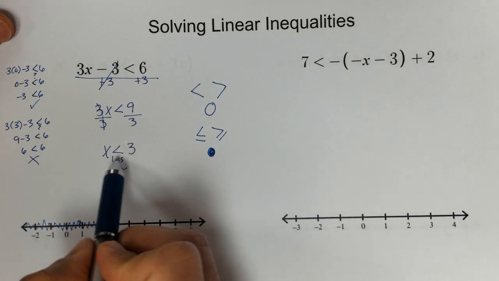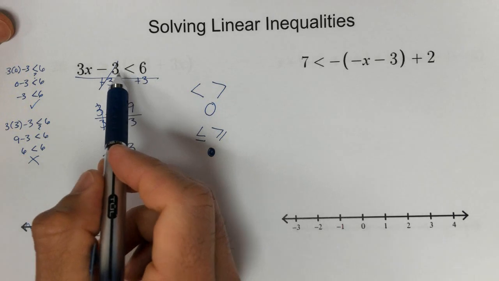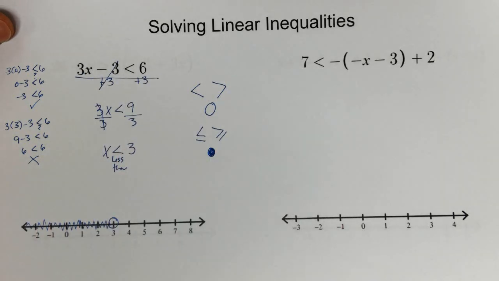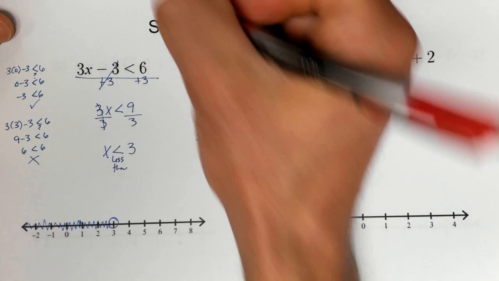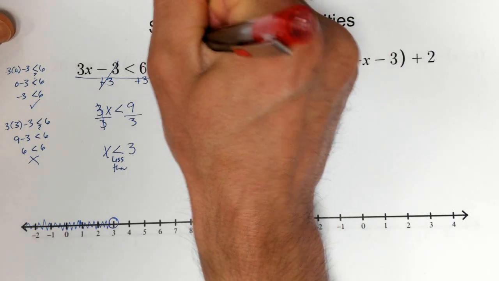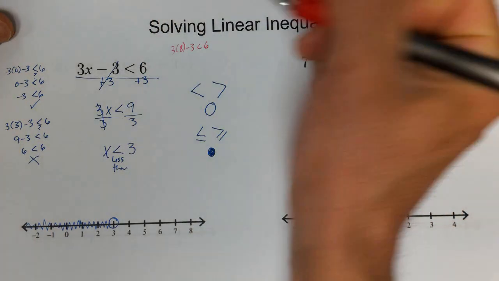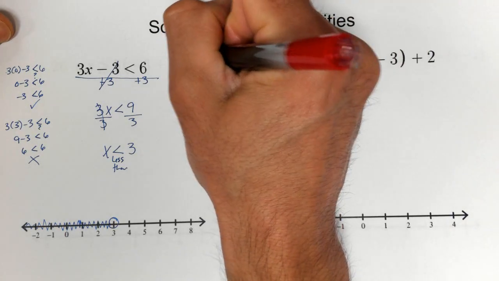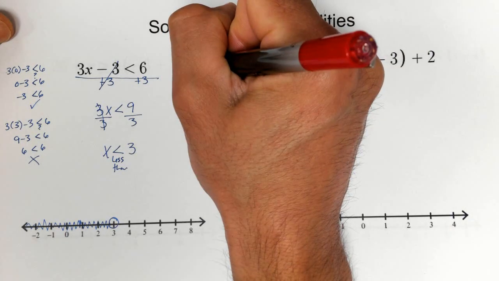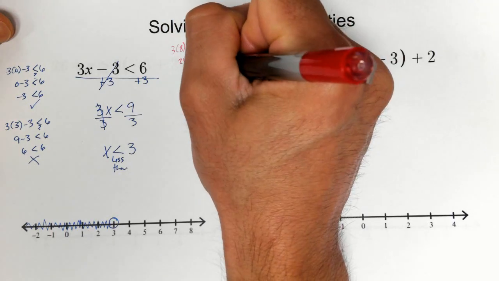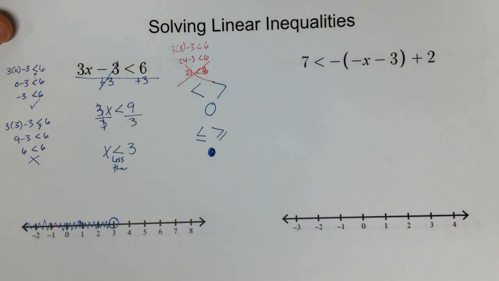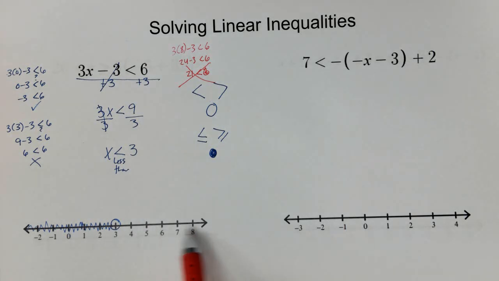That's why we don't have the equal symbol here. The problem is a less than. For what values will it be less than 6? It's everything below 3, not including 3. And if you chose a higher value, like 8, here's what would happen. If I plug in 8, we have 3 times 8 minus 3. 3 times 8 is 24. 24 minus 3 is 21. Notice how 21 is not less than 6. That's why it's not part of my solutions.